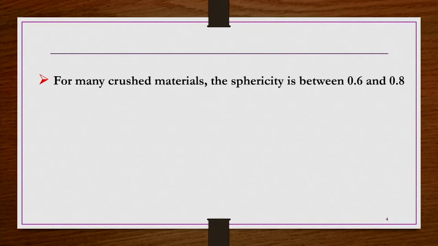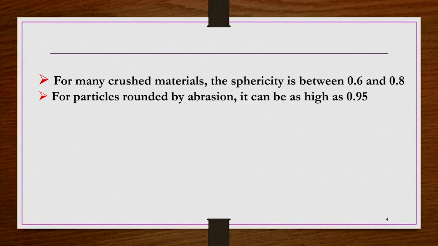So, then it is going to be very difficult to measure the sphericity, but there are a few methods that we can find out theoretically, and also from the experimental methodology. In general, many crushed materials have a sphericity between 0.6 to 0.8, but after crushing, while they are transported from one process to the other, a sufficient degree of abrasion takes place. In general, because of the abrasion, particles may become more or less rounded in shape. So, for those kinds of particles, the sphericity can be as high as 0.95.